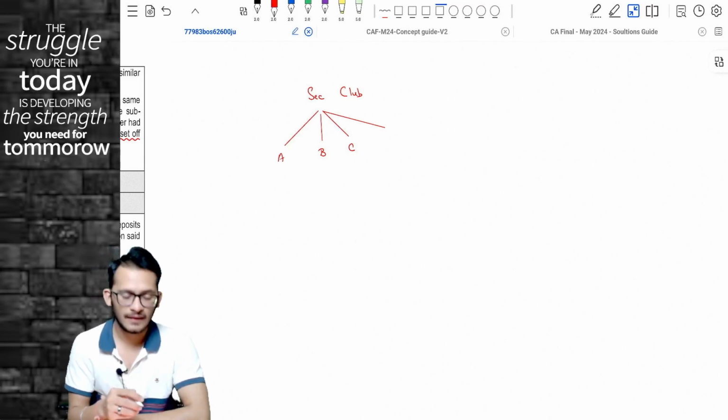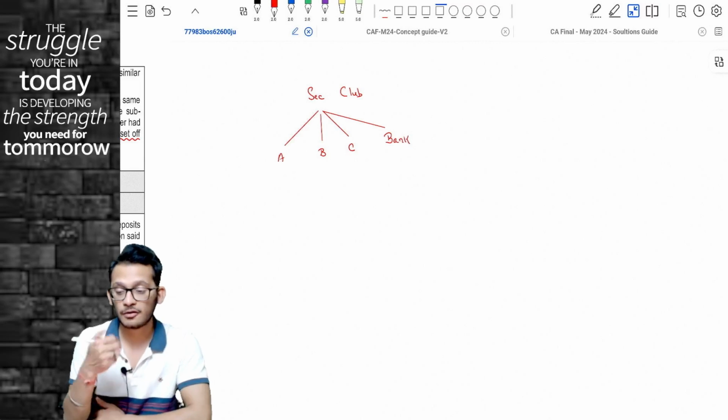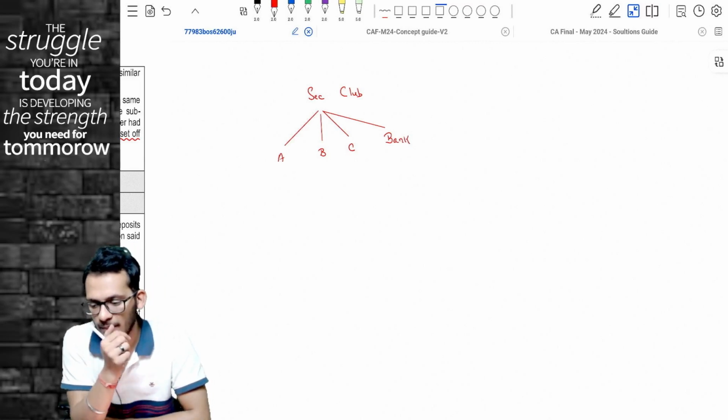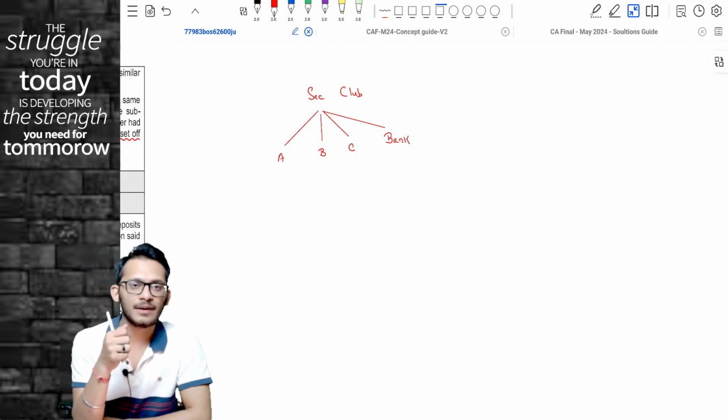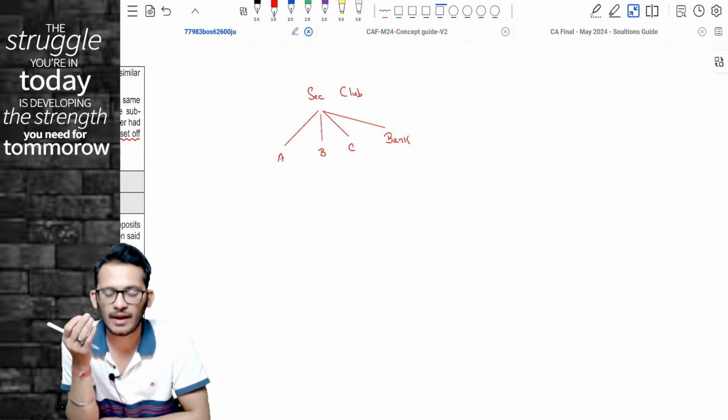But beyond that, they also had banks in them, which means the bank is also a member of the club. Now, it so happened that because Sikandrabad Club has money, it will not keep the money in its pocket. They have to put it in a bank.